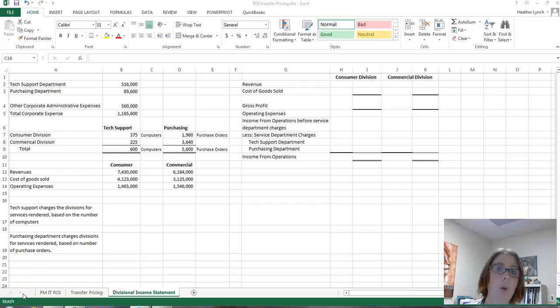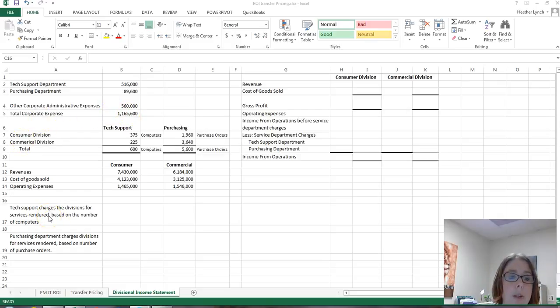So now I want to work on something called a divisional income statement. This is a situation where we have tech support. They have cost of $516,000. Purchasing department has $89,600 and they have other corporate administrative expenses and total corporate expenses.